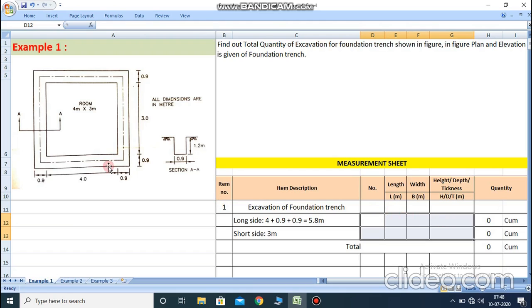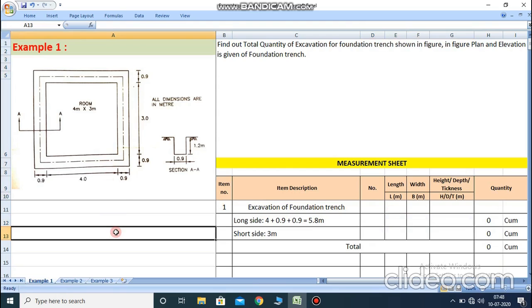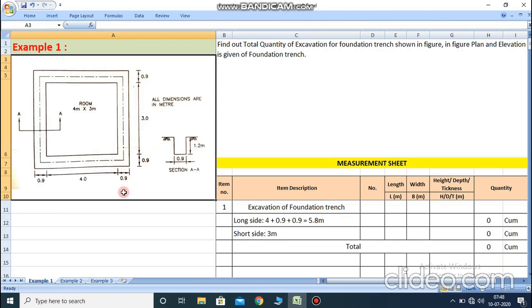Now let's see this figure. In an estimation example, plan, elevation and section are compulsorily given. From the plan we calculate the total length, width or size of any particular work, from the elevation we get the exact idea about the height of the particular work, and from the section we get the width or depth of any work.